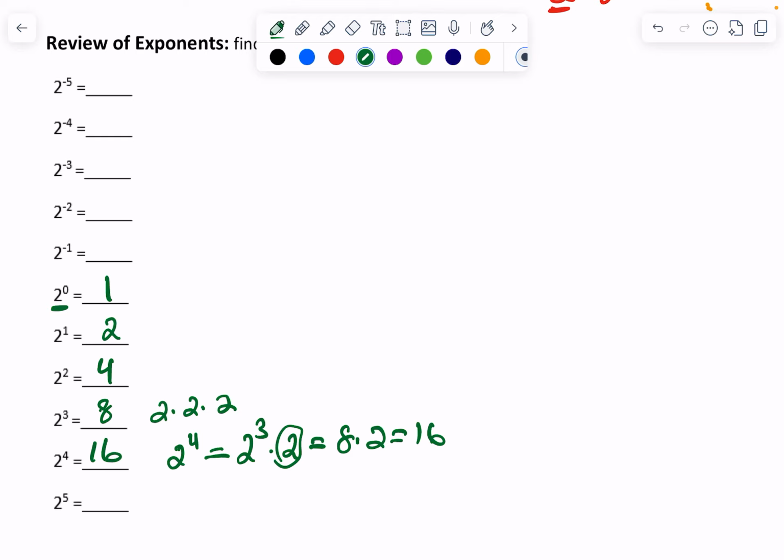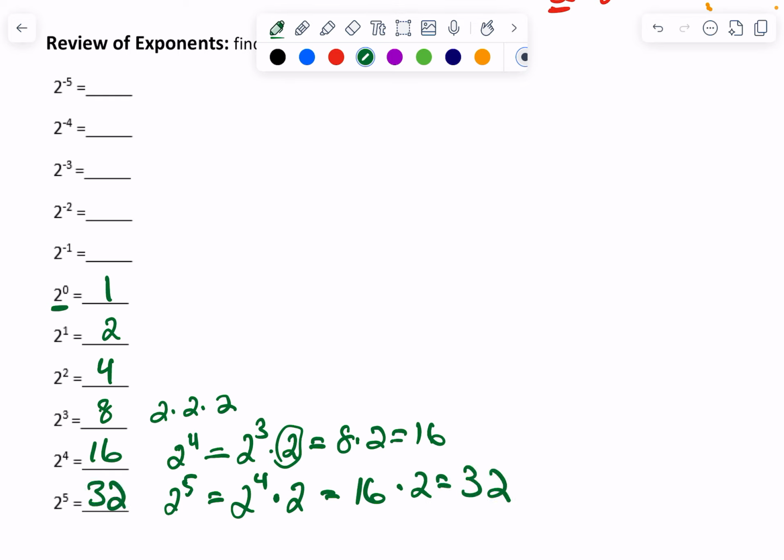Again, the same thing, once we have 2 to the power of 4, it's easy to calculate 2 to the power of 5. So we have that 2 to the power of 4 is 16. Now we just multiply that by 2. We've got 5 2s here. 16 times 2 is 32.